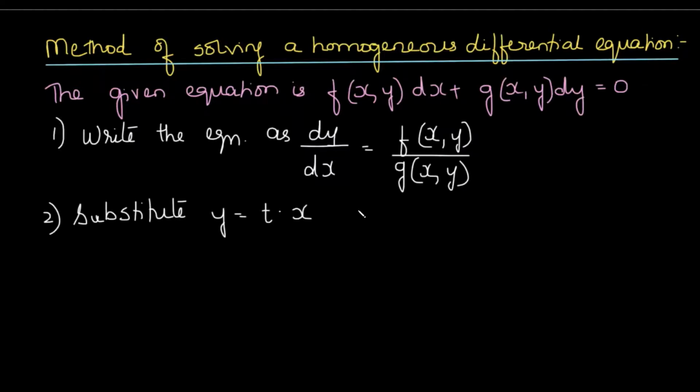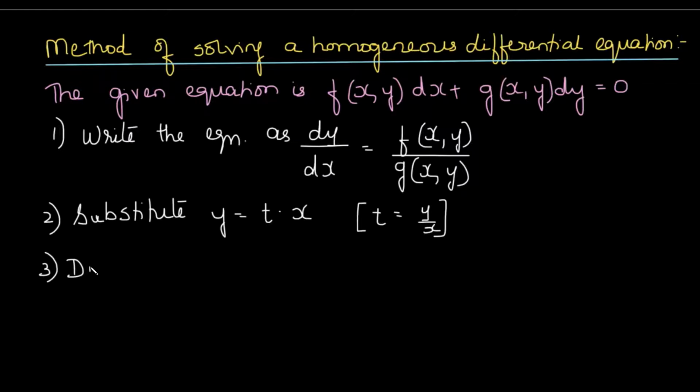Y is equal to tx. Remember, if y is tx, then t will be y upon x. So wherever y is there, we are going to write t into x. Then the third step: when we put y as tx, we differentiate both the sides.